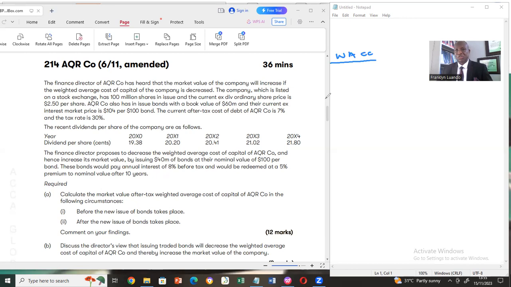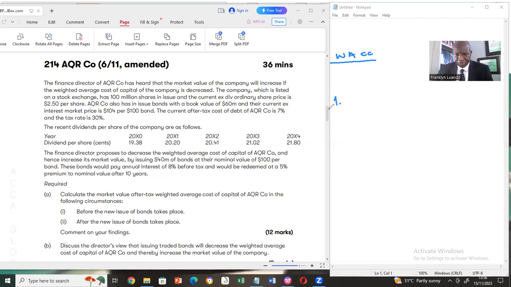WACC can only be used under the following conditions or assumptions. Number one, the new project to be undertaken has the same risk profile as the existing operations of the business, meaning you are going into the same type of business. You're undertaking another project with the same risk profile as the existing operations. If the risks are different, you cannot use WACC.